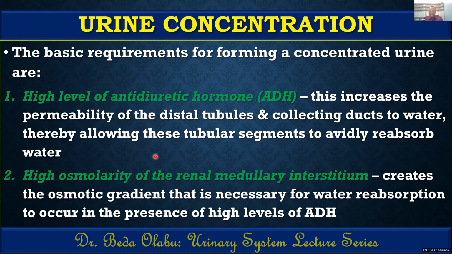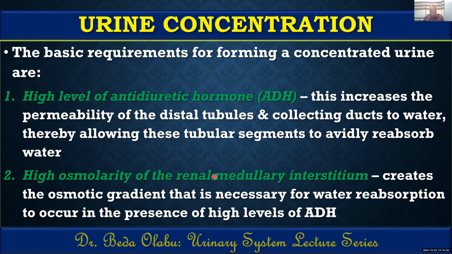Now remember that the kidney has renal cortex and renal medulla. We're talking about the renal medulla, not the renal cortex. The medulla of the kidney needs to have high osmolarity because this will create a gradient that is necessary for water reabsorption to take place through osmosis or other mechanisms, of course, again, in the presence of high antidiuretic hormone. So these are the two things which are required for urine concentration.